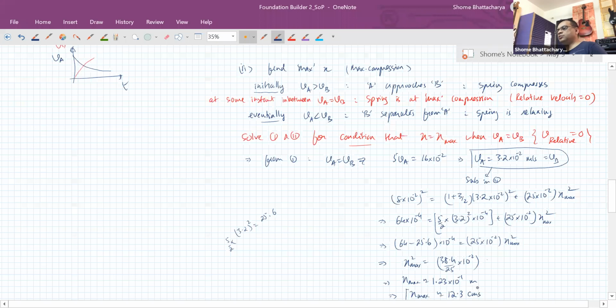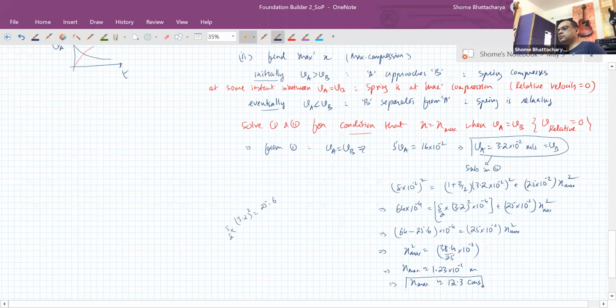So this will become the maximum compression. So this is a very important concept to understand over here, that the spring has maximum compression at the instant when VA is equal to VB, or the relative velocity of A with respect to B is 0.